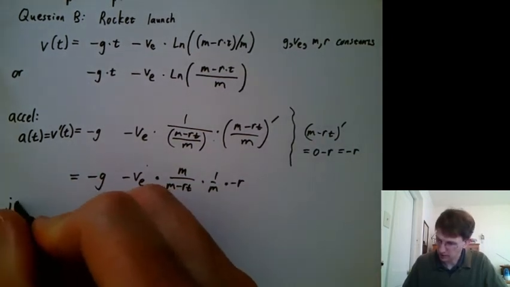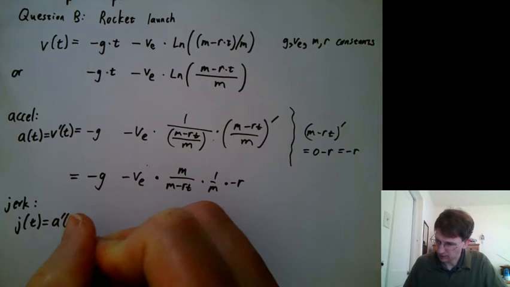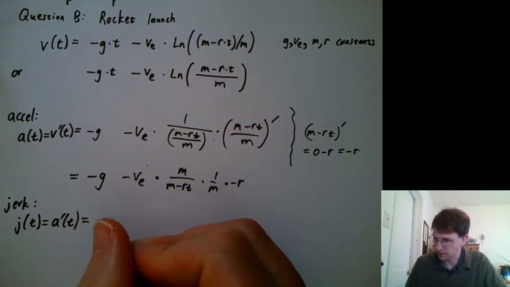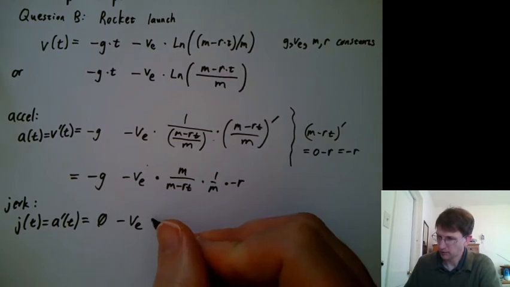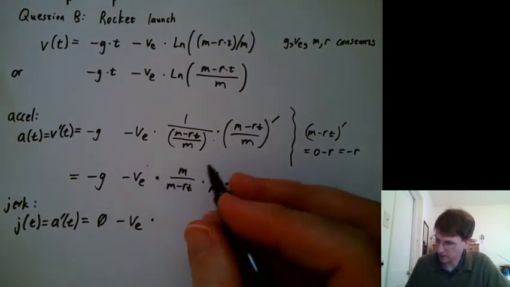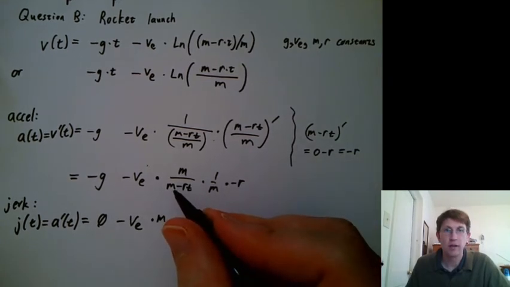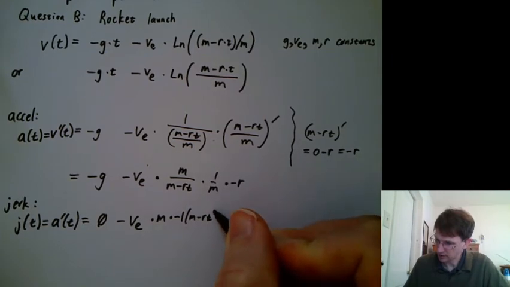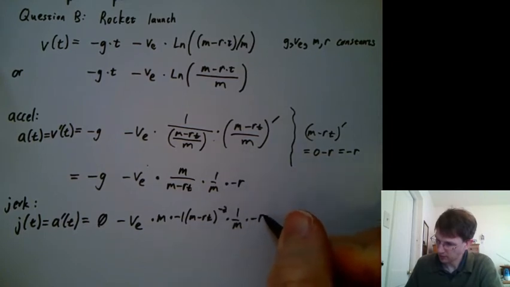And then it asks for the jerk function. J of t is the derivative of acceleration. What's the derivative of negative g? Negative g is a constant, so that's just 0 minus v sub e. And then what's the derivative of m over m minus rt? Well, the m I can think of as a multiplying constant. Dividing by m minus rt is like taking m minus rt to the negative 1. So then I'd have a negative 1 times (m minus rt) to the negative 2, and then times the 1 over m times negative r.